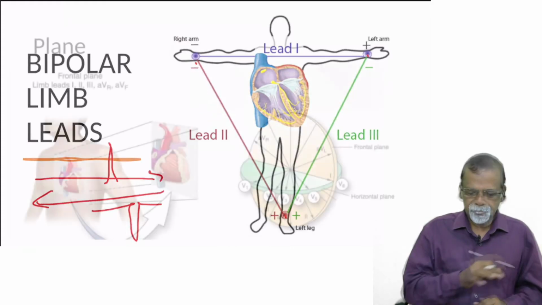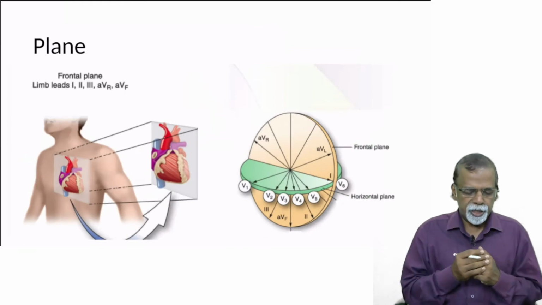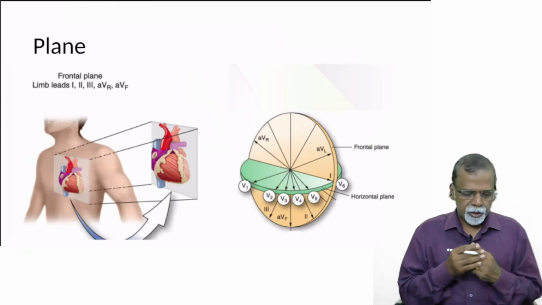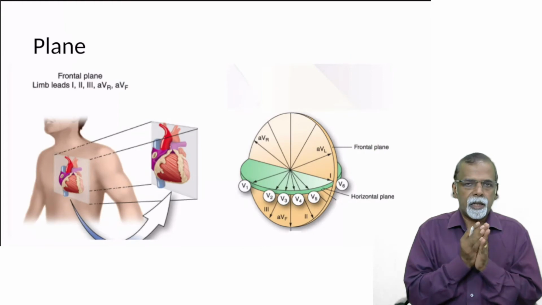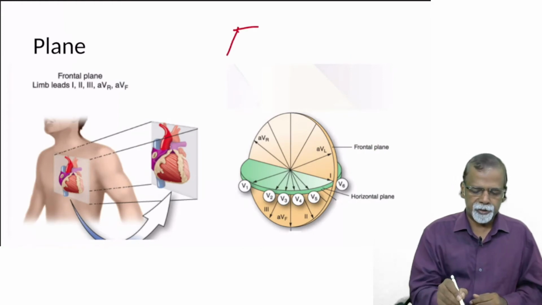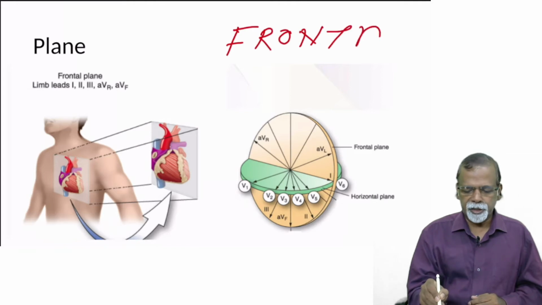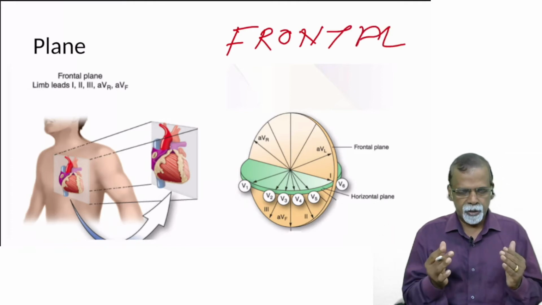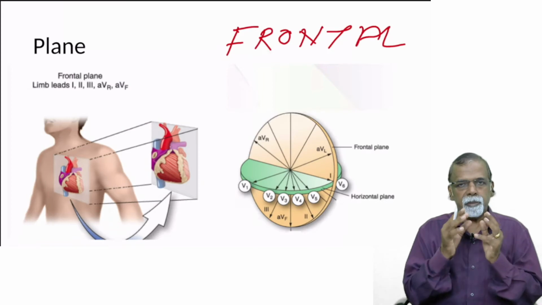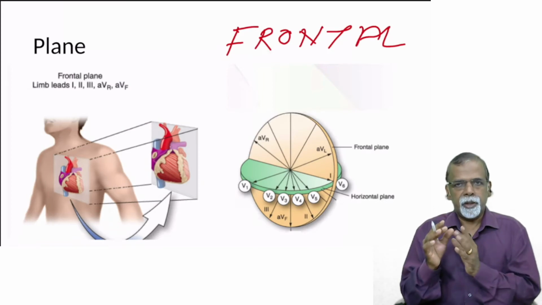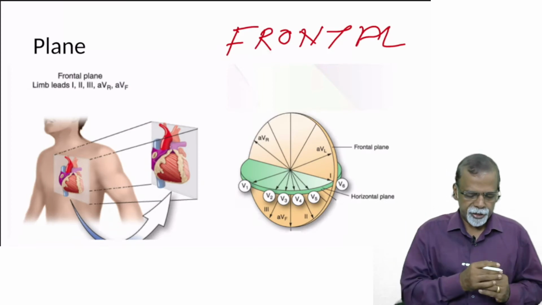Hope it is clear. Now we will think about in which plane we are looking. These limb leads are in the frontal plane axis. This is in the frontal plane. You are looking at the patient from different angles. The exploring electrode can be considered like an eye. You are looking into the heart from different directions.